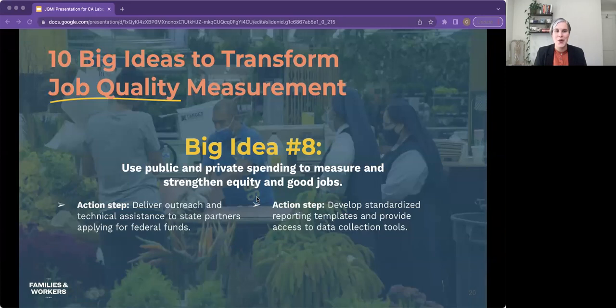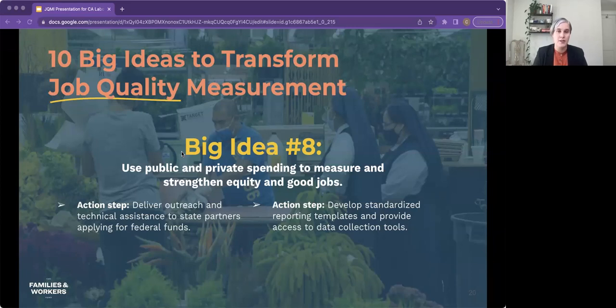On to number 8, we are almost to the finish line here. Number 8 is to use public and private spending to measure and strengthen equity and good jobs. State and local governments and anchor institutions, including philanthropy and above all the federal government, spend billions of dollars each year creating and supporting millions of jobs. So if we embed job quality and equity standards into procurement and grant making, we can drive data collection and raise the floor for working people. We're hearing strong interest and momentum for this at all levels of government right now.